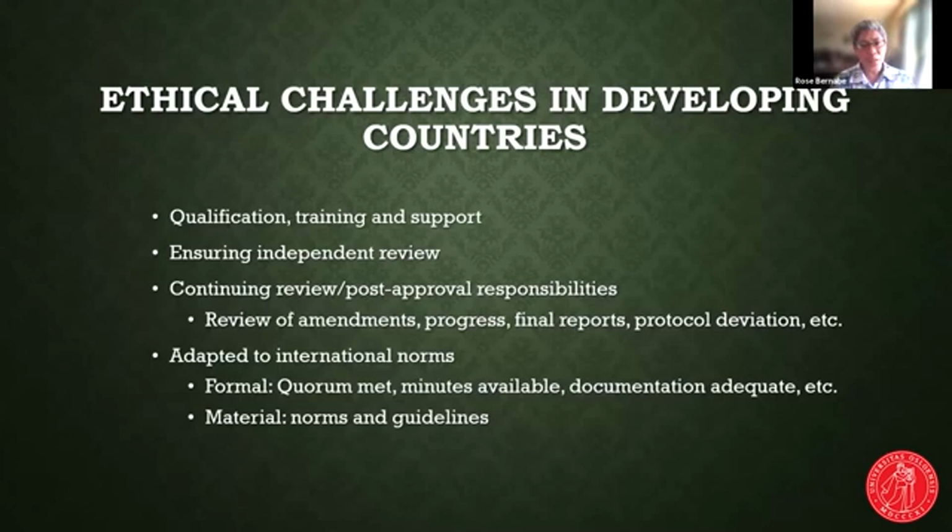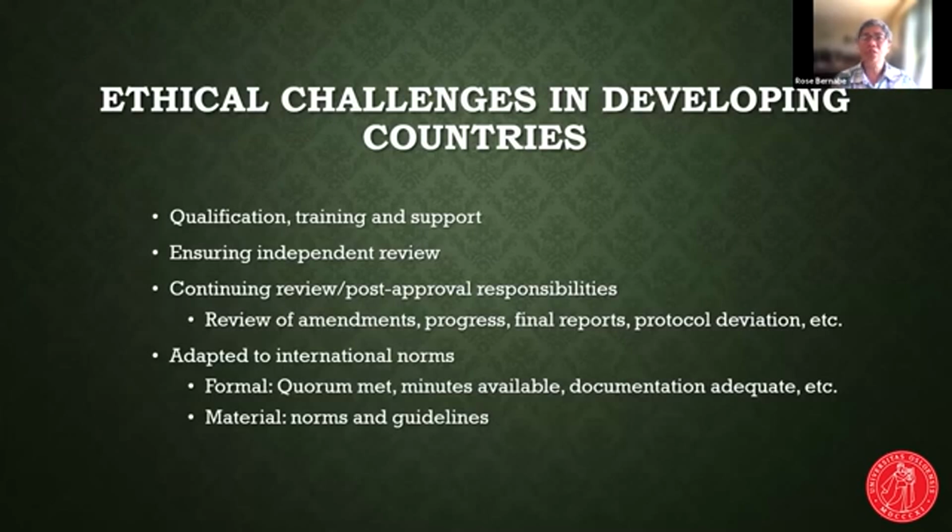Another ethical challenge will be the practice of continuing review or post-approval responsibilities. Ideally, research ethics committees, as we said a while ago, should be looking into the welfare of research participants not only before the study begins, but also during the study, and ideally also after the study.